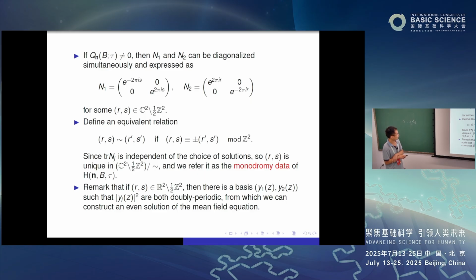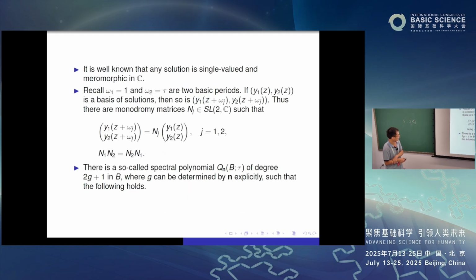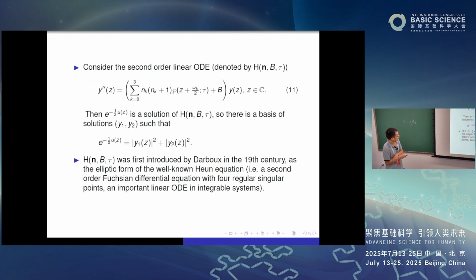If these R and S are real, then there is a basis of solutions Y1 and Y2 such that these quantities are both doubly periodic, because when R and S are real, the absolute values of these eigenvalues are both one. So from here we can construct a solution of the PDE from this ODE.